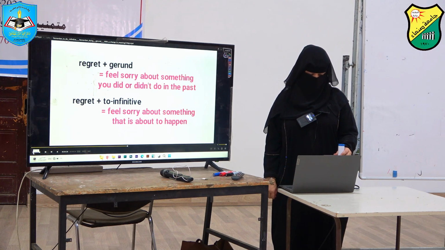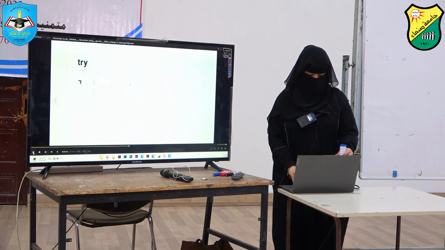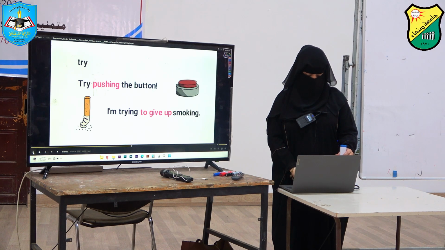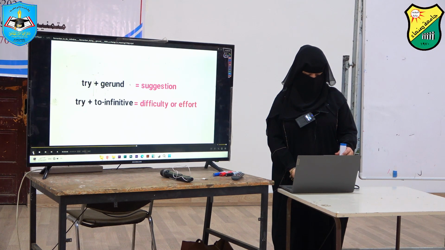The next verb we're looking at today is try. Compare these two sentences. Try pushing the button. Or I'm trying to give up smoking. In the first sentence, you're pushing the button to see what happens. So try plus the gerund is used when making a suggestion, to experiment in doing something. Whereas, is it easy to give up smoking? No. Try plus the to infinitive implies difficulty or effort involved in doing something.